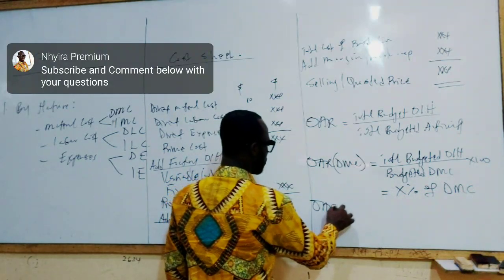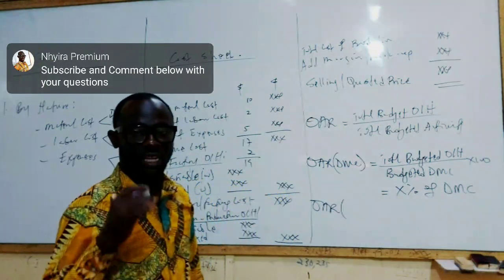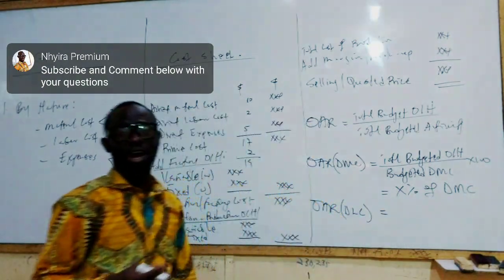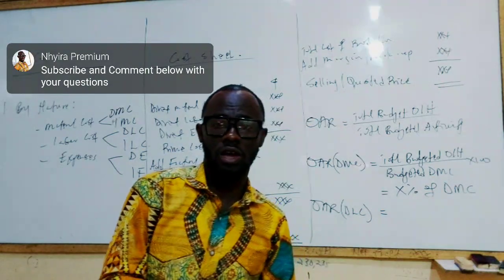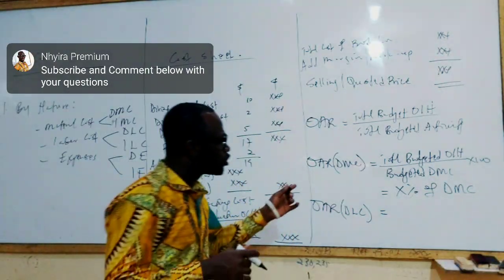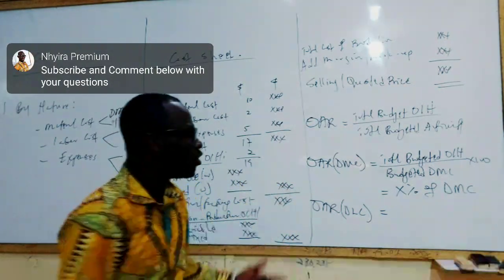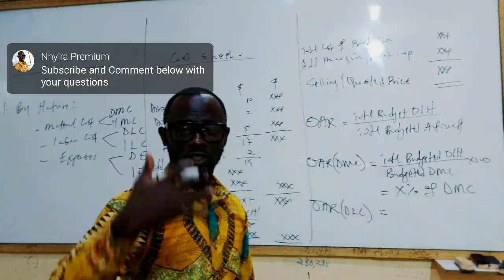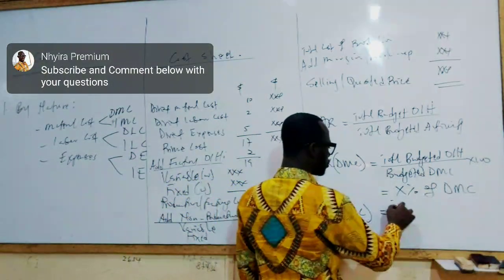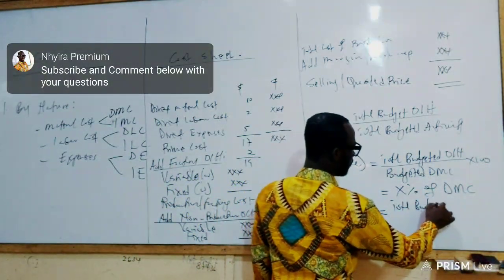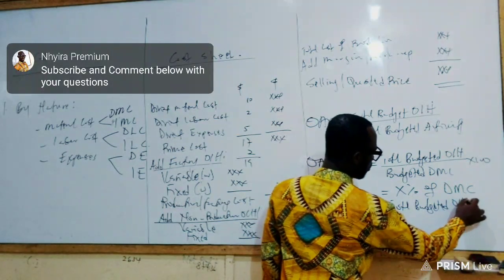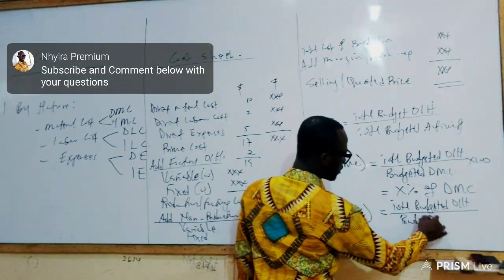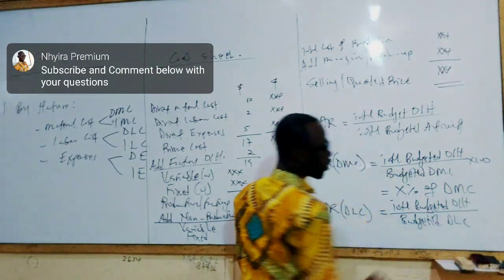So, overhead absorption rate based on direct labor cost. It's the same idea. This time around, we are not going to be using material cost, but we are going to be using what? Labor cost. So based on direct labor cost, how is it going to be? Now remember, the numerator is always going to be the same. That is not going to be changing. So we're going to have the total budgeted overheads, divided by, this time around, what? The total budgeted direct labor cost.